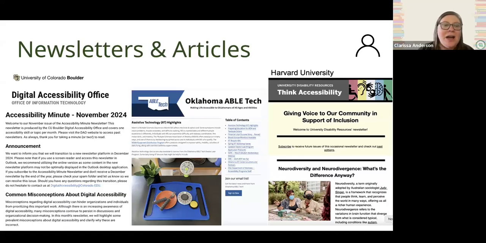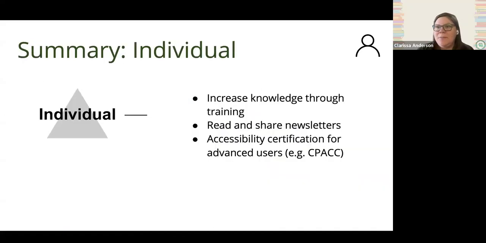I even signed up for the University of Colorado Boulder's newsletter. I'm not associated with them in any form, but they have really good content and it's very universal in terms of accessibility as well. So there are other things like that that could be of interest. When we're talking about ourselves as individuals, the important thing is figuring out where am I at? What do I need to know? And how am I going to stay up to date?